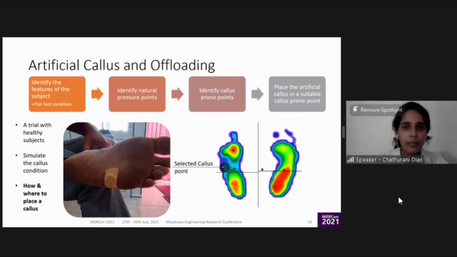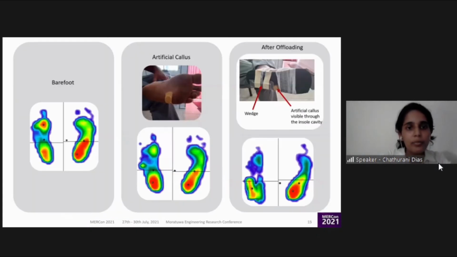Again, we used the plantar pressure analysis in order to identify where to place an artificial callus on a healthy person. For this, we obtained the clinical expertise from our production partner, Align Orthotics, on where it is best to place the artificial callus. So this is the pressure profile after placing the artificial callus, and once under these simulated conditions, we applied the offloading, which is here.